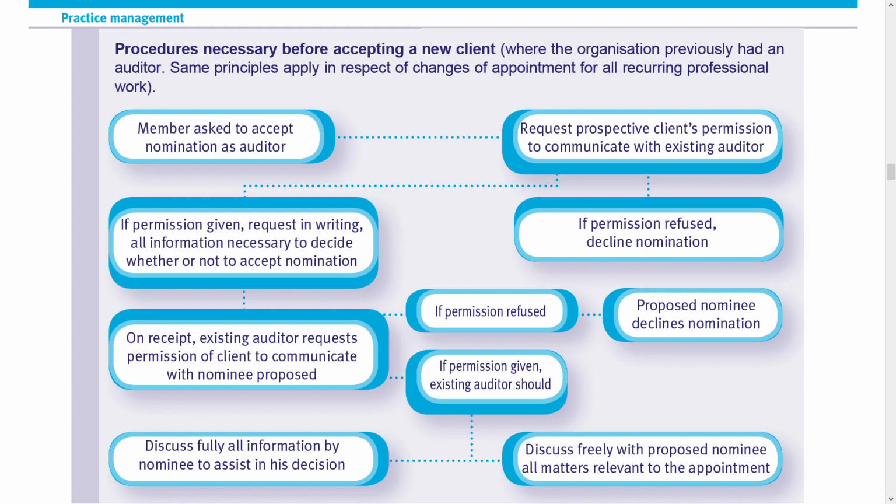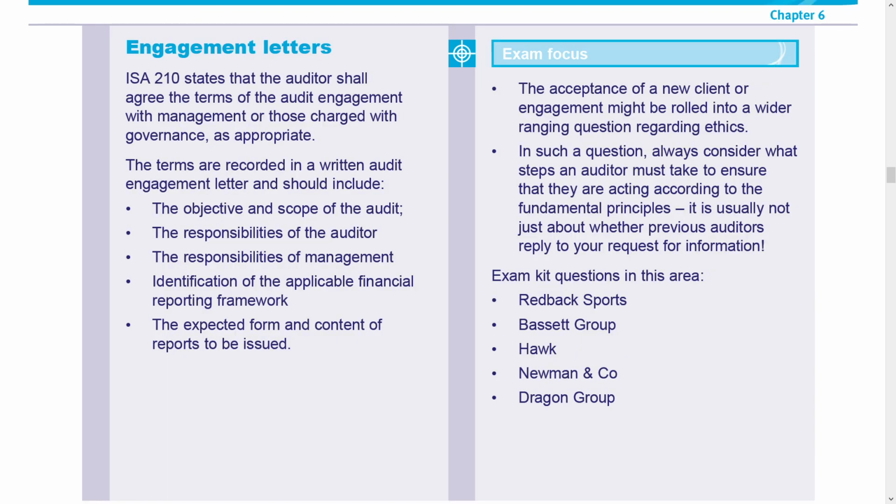If the permission is given, what should the existing auditor do? They should discuss fully all information needed by the nominee to assist in his decision. If the permission is given, then the existing auditor should discuss all the information with the new auditor, so that it can help the new auditor in making a decision. Next, discuss freely with the proposed nominee all the matters relevant to the appointment. The last two. Okay. Next, engagement letters.